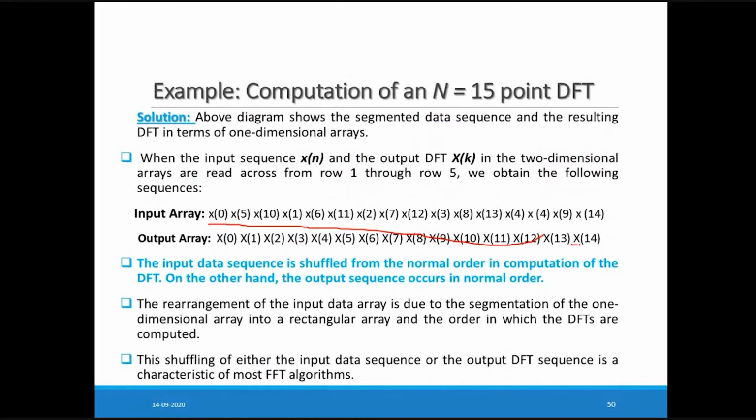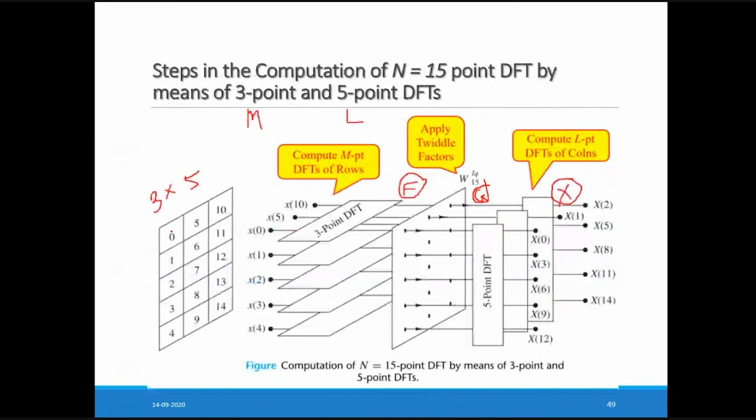The input data sequence is shuffled from the normal order in computation of the DFT. On the other hand, the output sequence occurs in a normal order. Though input array is shuffled, whatever output sequence or output DFT you are getting, that is in the normal order. Because here what happened, initially data is arranged column wise. Okay, and then you are doing the 3 point DFT, applying twiddle factor and this. So row to column and again column to row, and so finally you are getting this representation converted into here 3 cross 5, and then finally you are getting the representation that is 0, 1, 2, 3.